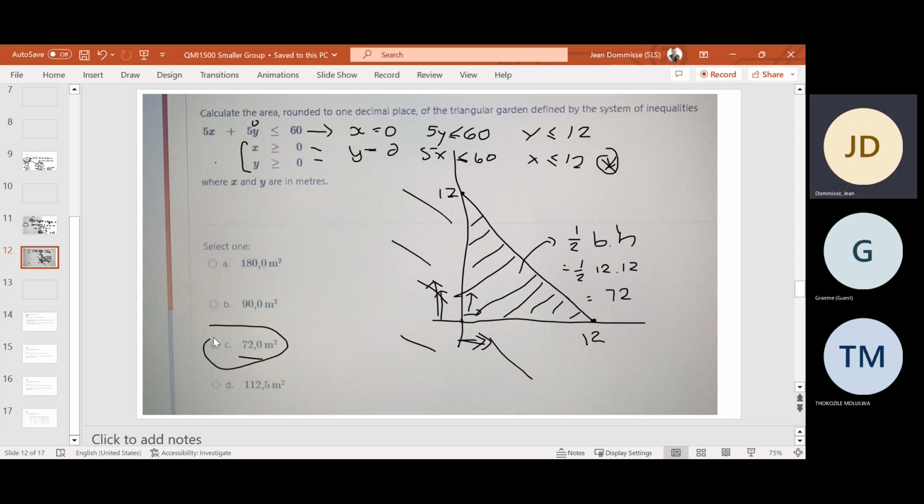And then my answer would have been option C, 72 square meters. I must say this is the first time I've seen that they actually ask you, with inequalities, to work out the area. So I assume that this is something that we will probably ask in your assignment that's due on first day as well.